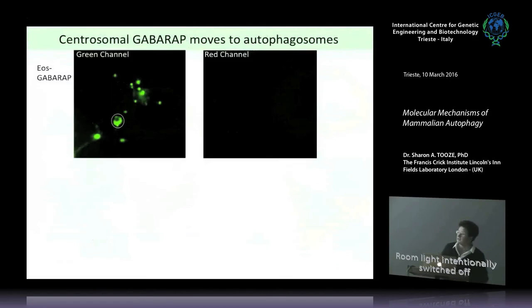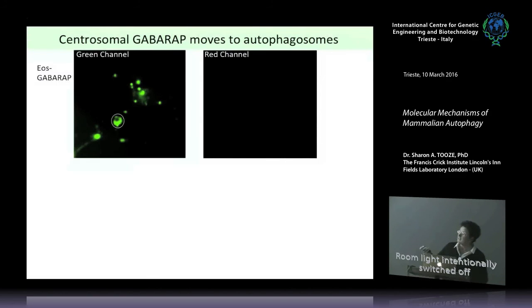So what Justin next did was a live cell imaging experiment where he photoconverted the pool of GABArap on the centrosome with a 405 nanometer laser under amino acid starvation conditions and asked what happened to it. If it was contributing to autophagy, you would expect it to move away.